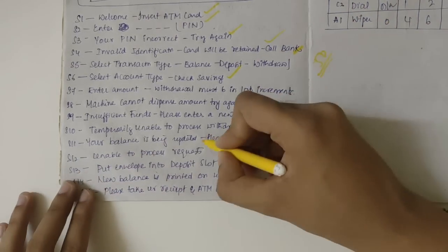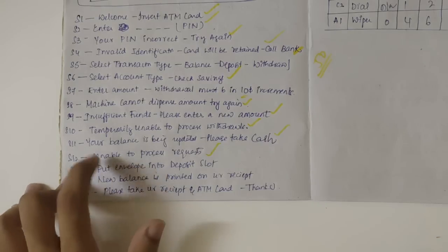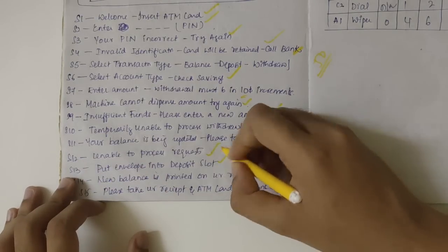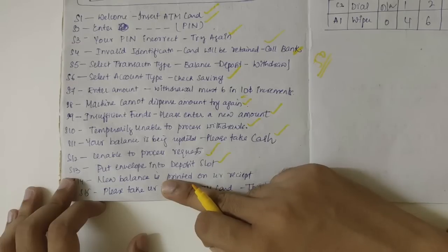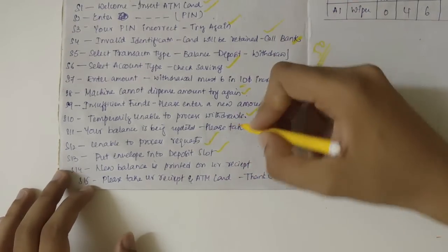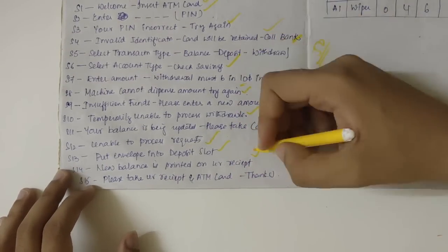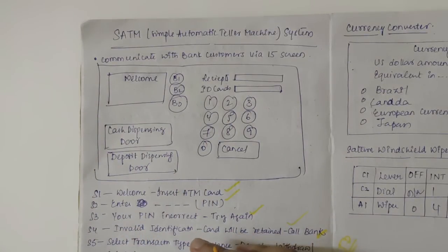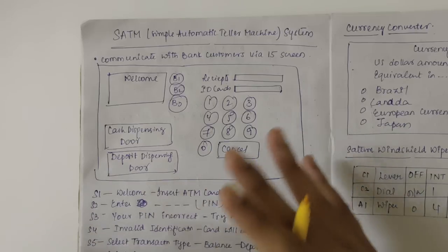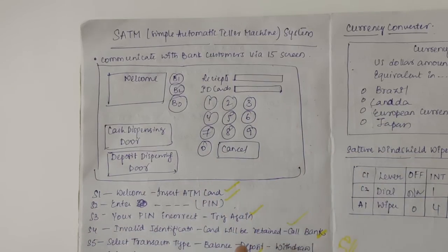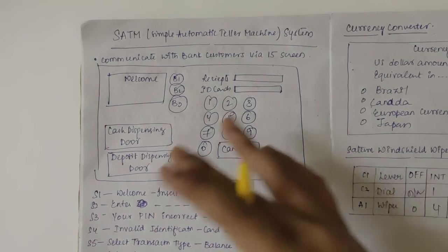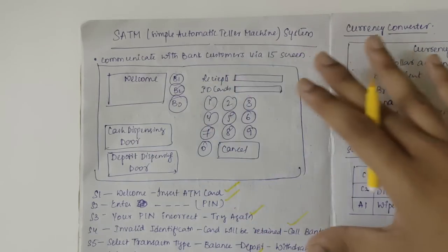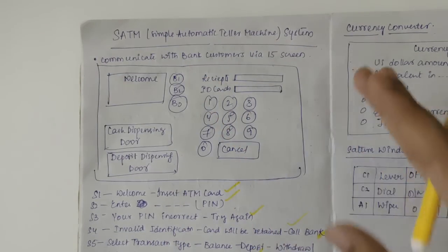Coming to the 12th screen, "Unable to process the request." That is, if this fails, then if we have to deposit, we put the envelope in the deposit slot and the new balance is printed on our receipt. And finally the 15th screen is "Please take your receipt and ATM card, thank you." So this SATM machine indicates how the transactions work, what the steps are, what the flow of interaction is between a user and a system.